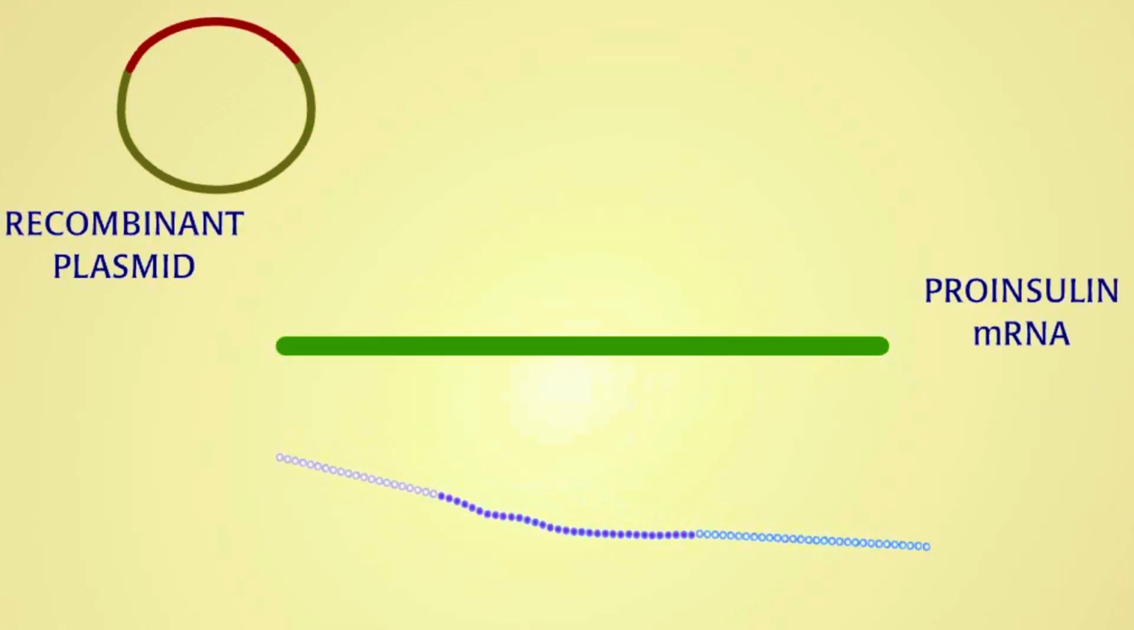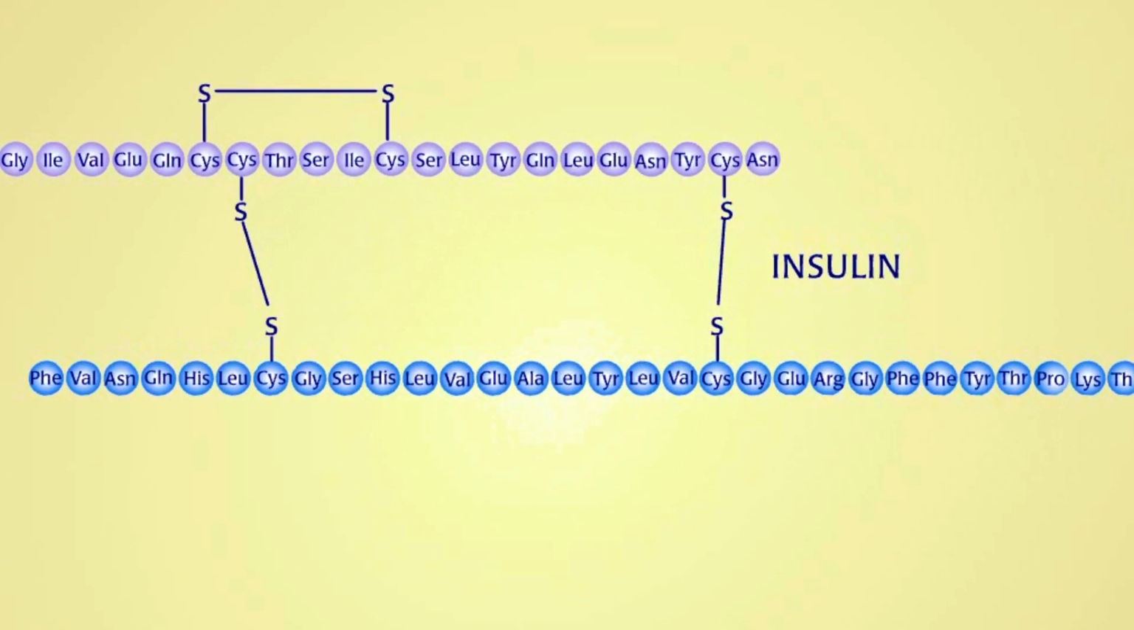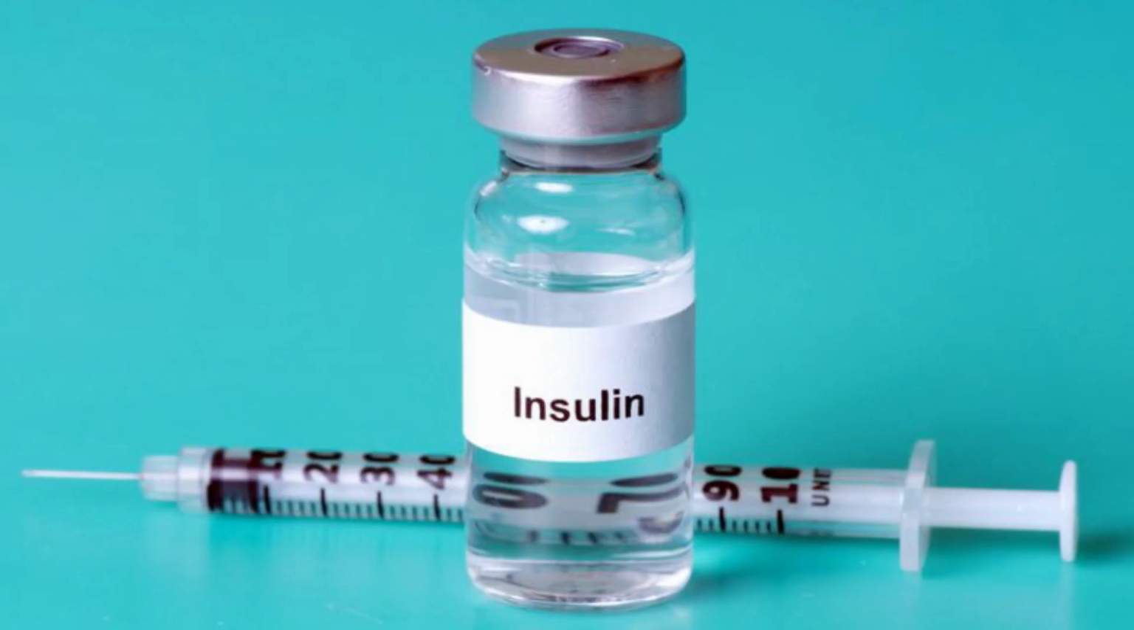Proinsulin folds into a looped structure and disulfide bridges are made between cysteine amino groups. A 33 amino acid stretch is cleaved off, leaving the mature insulin protein. Bacteria, unlike yeast, cannot process proteins. Insulin is made in a different way when using bacteria.